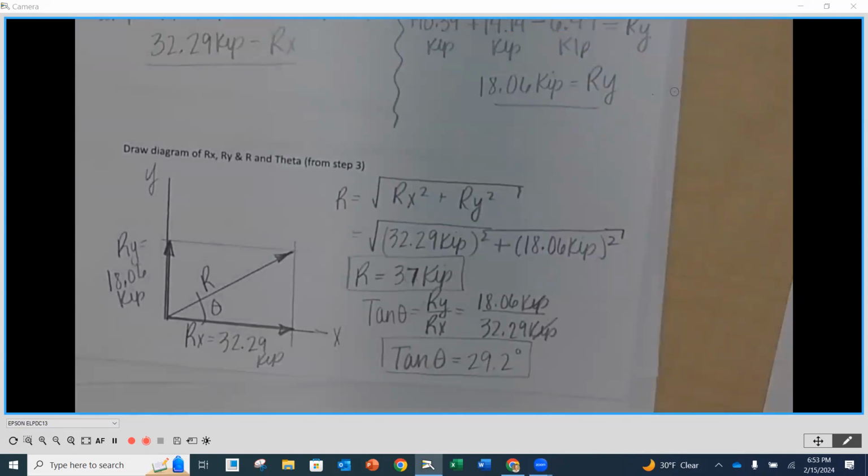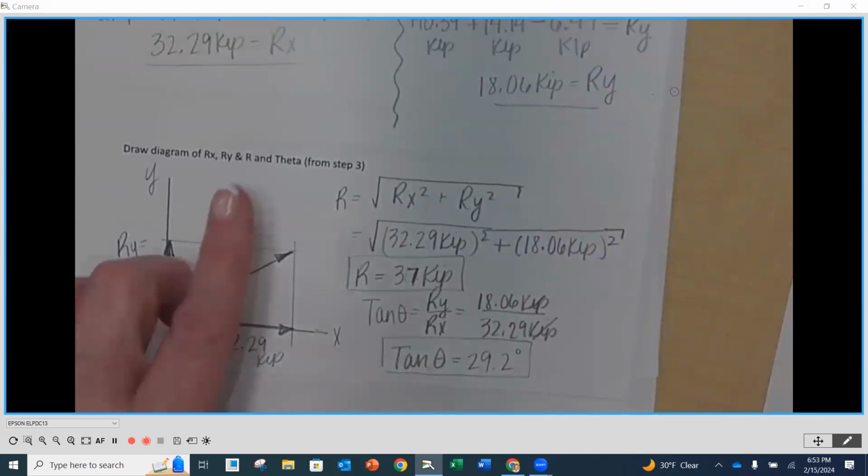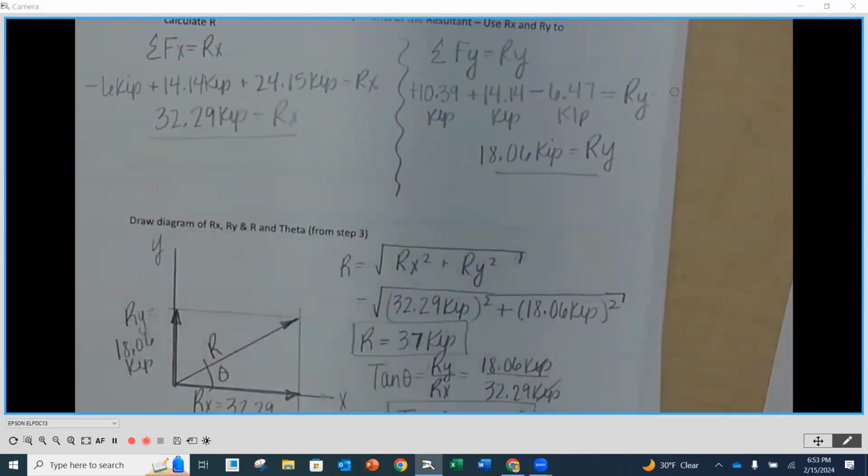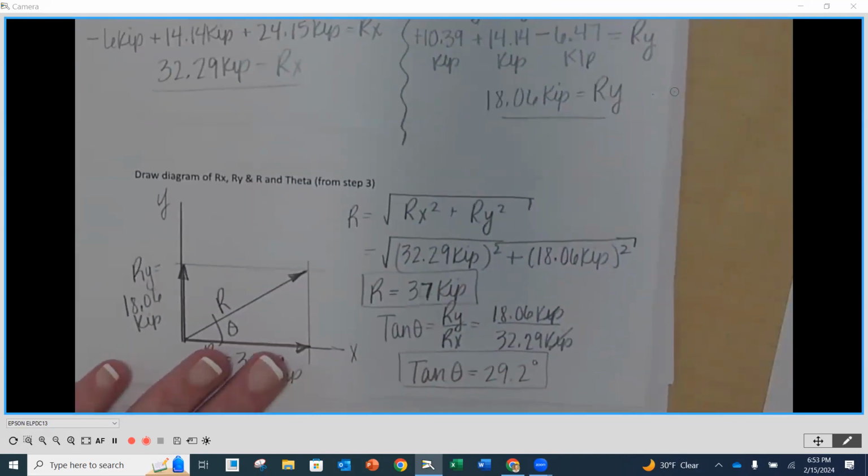So this is our extra couple steps that we need to take when we're determining the resultant of non-concurrent force systems. We first need to get that X and Y component of the resultant, because now we have forces in both directions, and then find the actual resultant and its angle, theta. Like I said, theta is normally measured from the x-axis to the resultant. So you should be getting 37 kips for the magnitude of that resultant. And then the tangent of theta is going to give 29.2 degrees for that theta.